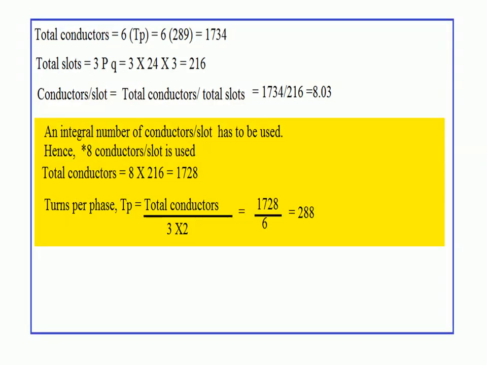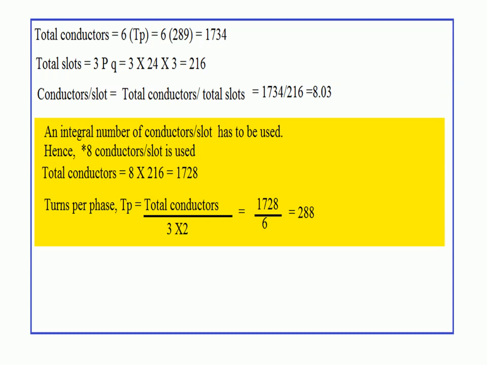Then total conductors equal to 6 times of Tp. We are going to get around 1734. Total slots 3 times of pq, 216. Hence conductors per slot equal to total conductors divided by total slots, 8.03. But an integral number of conductors per slot may be used. Hence we have to select 8 only. Conductor per slot equal to 8. It is only used for further calculations.